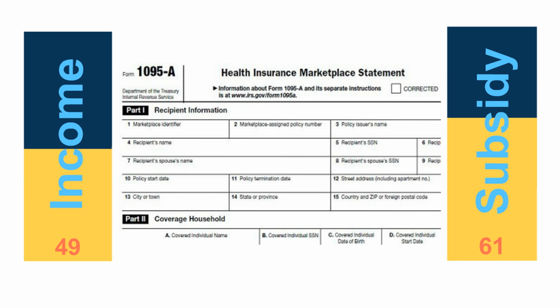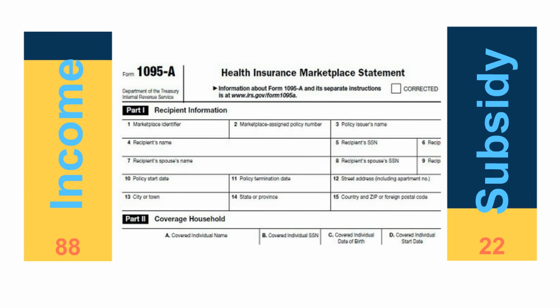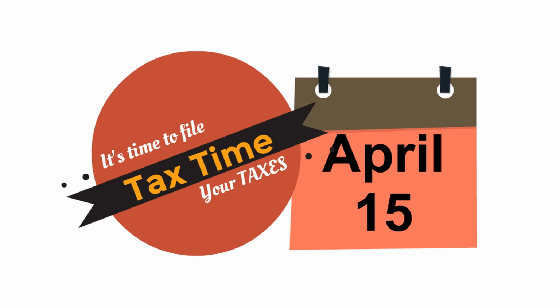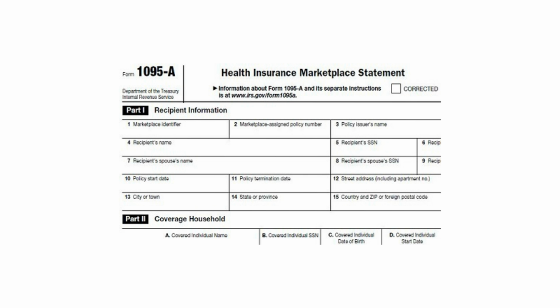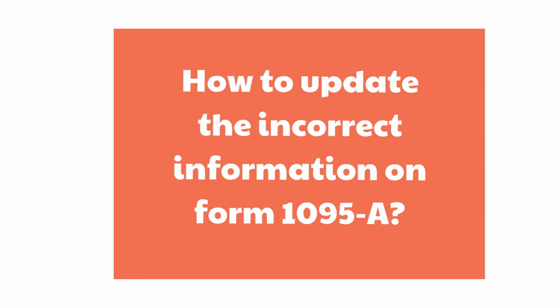If you file your tax return before you receive your corrected Form 1095A, you may have to file an amendment to your tax return. If you do not get a new correct Form 1095A before you are required to file your taxes, you must use the original Form 1095A that Covered California sent you to complete the Form 8962 and file your tax return. How to update the incorrect information on Form 1095A?